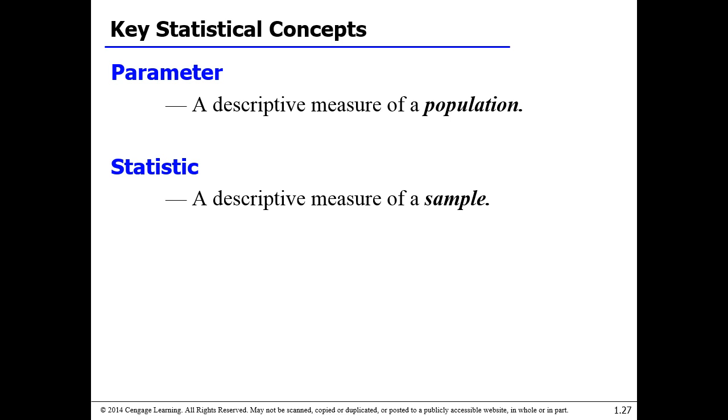Now, two terms that go along with those things. Parameters, and that's probably a new term to you, at least in this context. A parameter is a descriptive measure of a population, while a statistic is a descriptive measure of a sample.